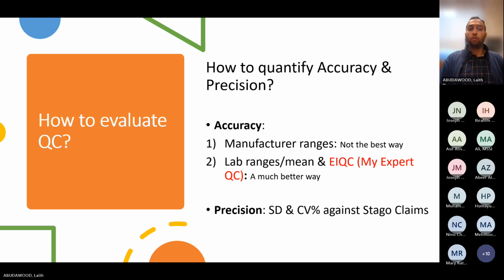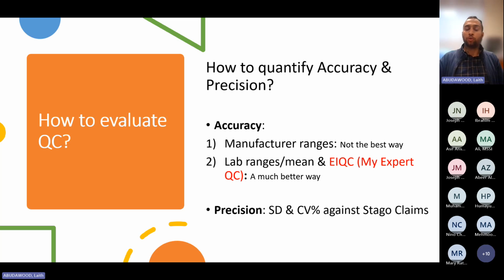Now, when it comes to accuracy, we said that we have the manufacturer ranges. If I am within this range, I am okay. But we said these ranges are wide, so they will not be able to detect smaller errors unless you have a very big problem with your QC, your reagent, or your analyzer. You are unlikely to be outside of the manufacturer ranges. So this is not the best way to evaluate your QC. Now, we have something called lab ranges and lab mean. What does that mean? We will come to it in a couple of slides.